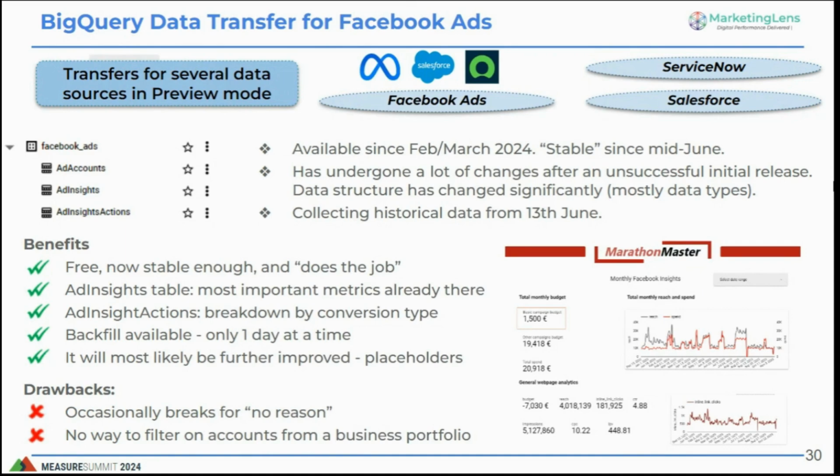Also, there's another table which breaks things down by conversion type, similarly to how Google Ads does it. Now, backfill is also available. It's only 1 day at a time, but it's definitely better than nothing. So now if you miss a day, we can backfill it. And because there are a couple of placeholders, some columns that are not yet populated, but they're there, the hope is there that it's going to be further improved. And I think, I'm not 100% sure, but I think the first version also included more tables, so there's probably more to come. So obviously we're looking into the future with optimism.